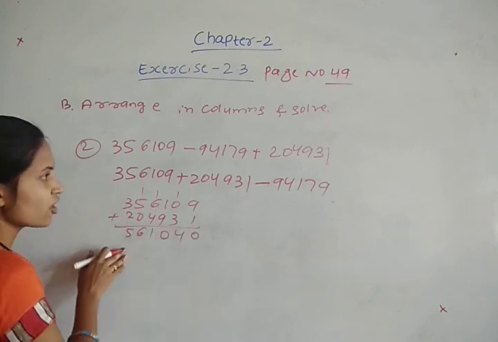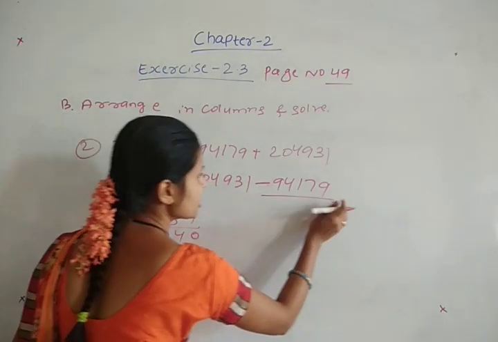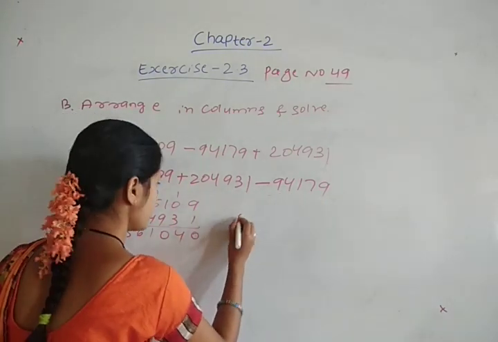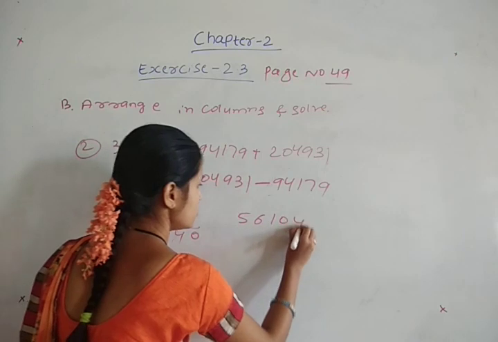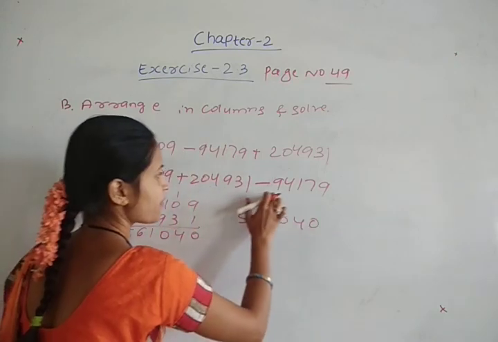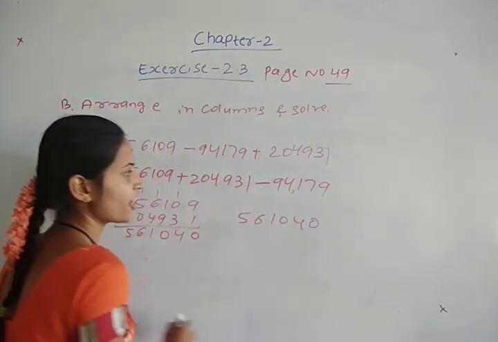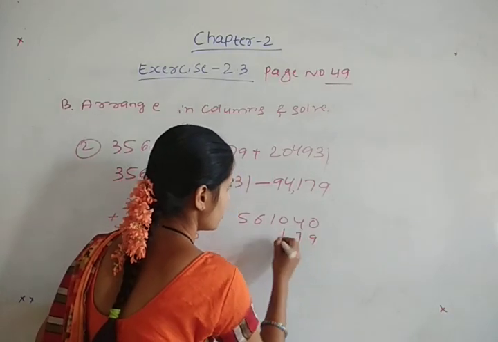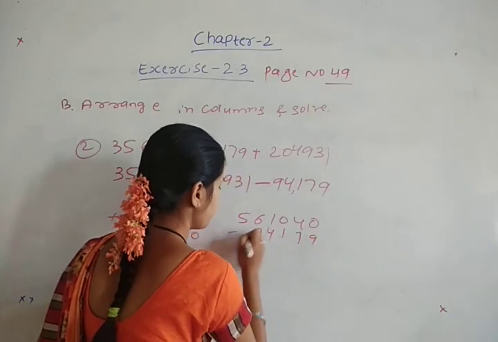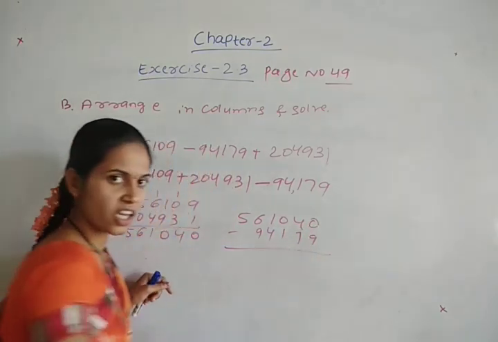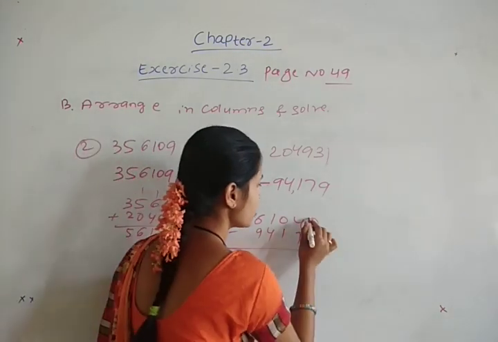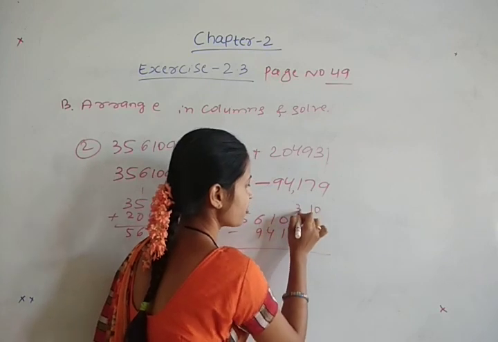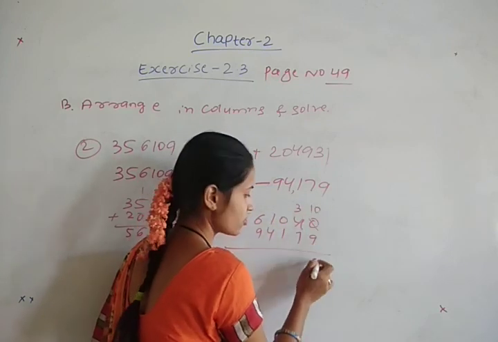Okay, from this you need to subtract this number. Okay, I will write separately. From this number I will subtract this 94,179. Okay, for that I will write in the column form. So 0 minus 9 is not possible. For that I will take 1, borrow from this 4. Now this 0 becomes 10. Here we get 3. 10 minus 9 is 1.